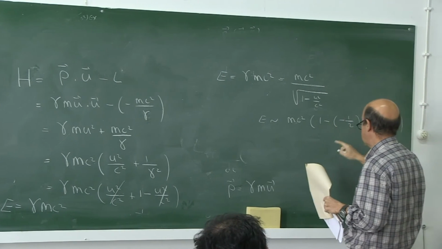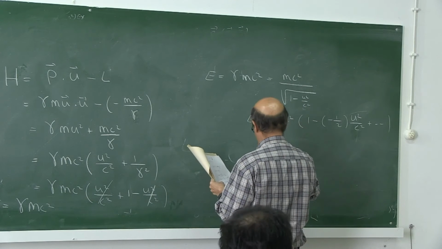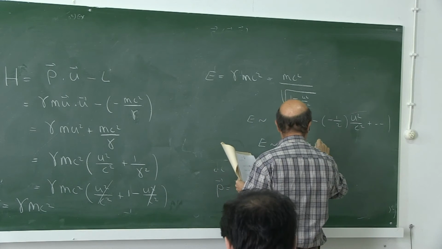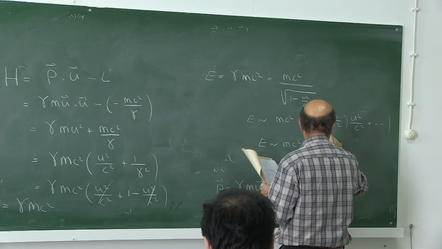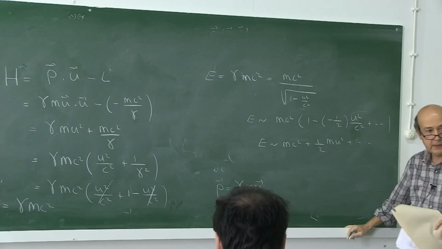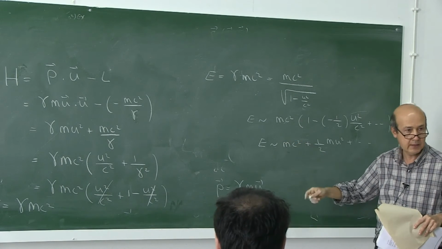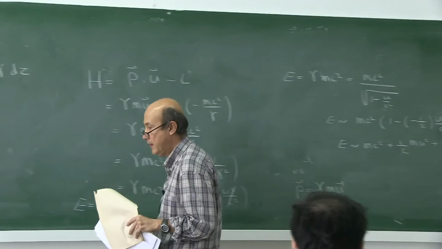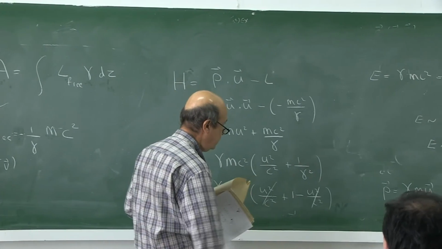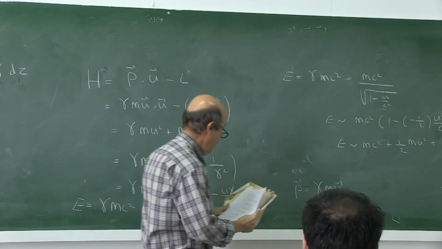The c squares will be cancelled, and you will obtain that the energy is equal to mc squared plus 1 over 2 mu squared and the other terms. So again, at low speeds, you have 1 over 2 mu squared plus mc squared, which is constant. If you calculate the Hamiltonian equations of motion, a constant doesn't affect them, and you will find the equations of motion easily.